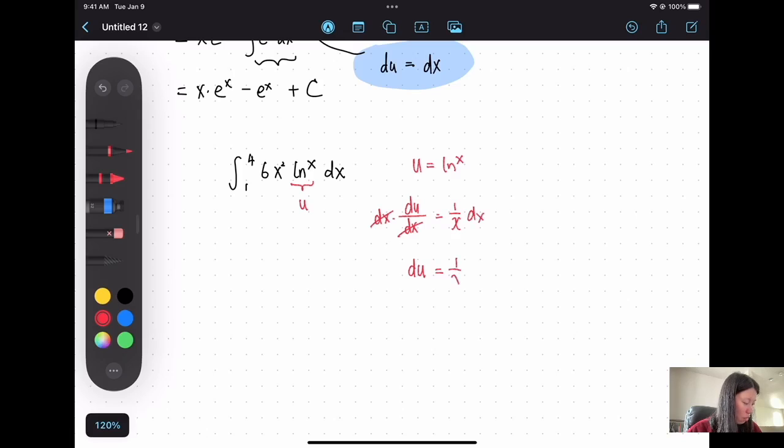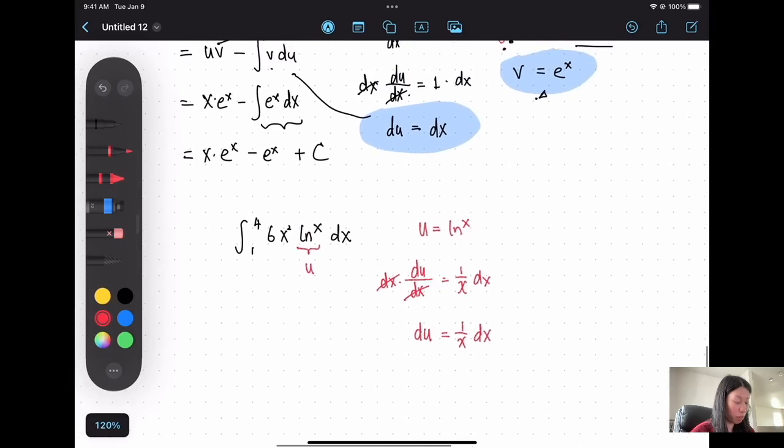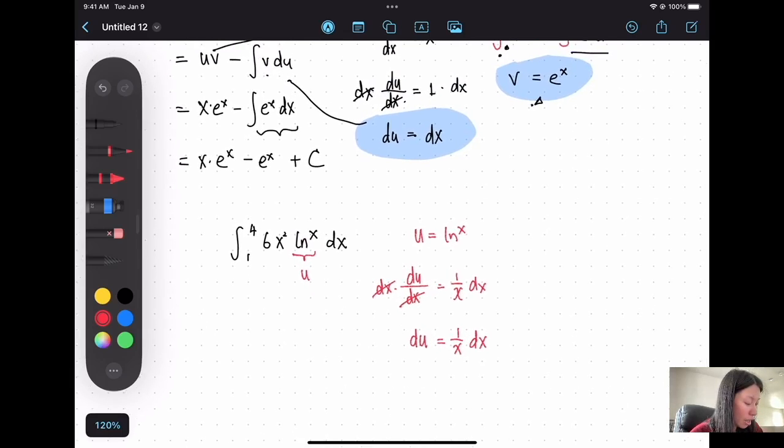So I have 1 over x dx. Okay, so now we still need to find dv, because the function is equal to u times dv. So that means the rest of this whole part is going to be our dv. So our dv is equal to 6 square root of x squared dx. Now we integrate the equation on both sides.